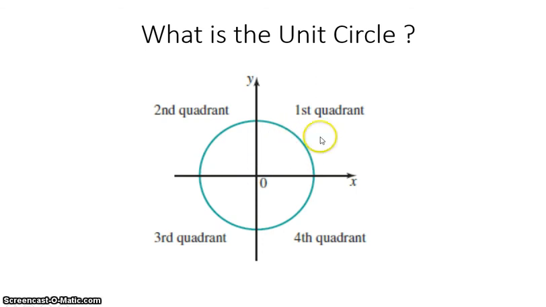The unit circle is comprised of 4 quadrants, and when we're looking at the quadrants, we always move around the unit circle in an anti-clockwise direction. So we move this way. This means that this quadrant here is the first quadrant, this quadrant here is the second quadrant, the third quadrant, and the fourth quadrant.